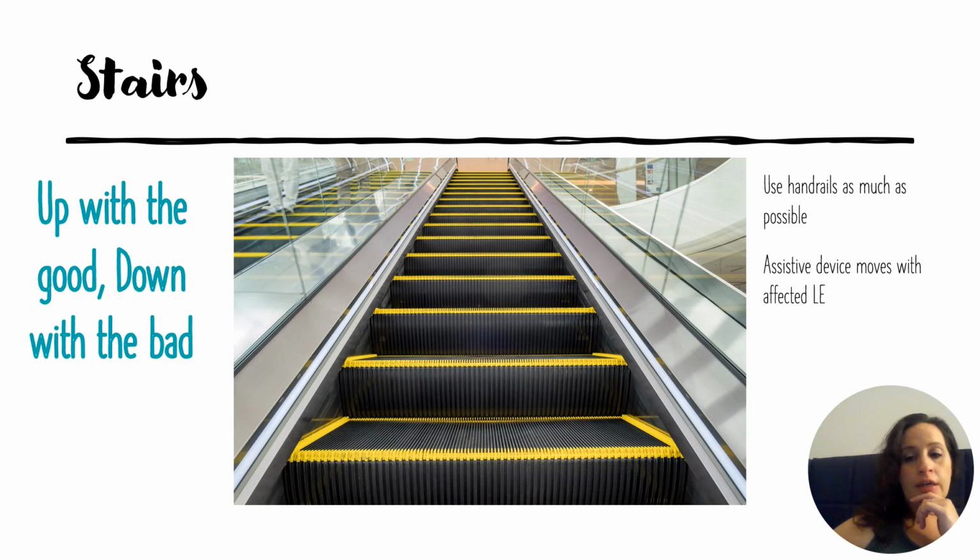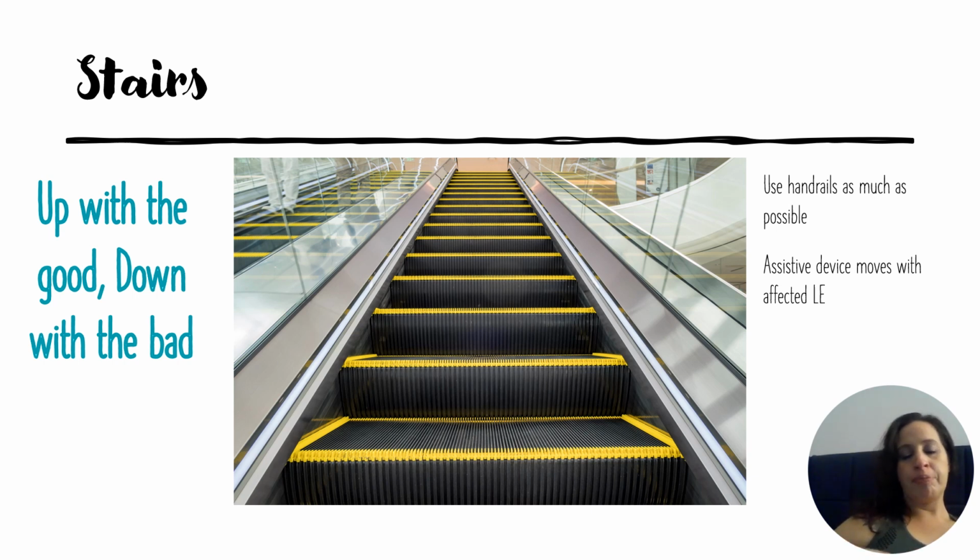Then just to remind you of the stairs rules: up with the good, down with the bad. However you want to think of good and bad: up with the non-affected, down with the affected; up with the non-involved extremity or the healthy extremity or the non-surgical extremity, down with the surgical extremity. However you want to word it, however they word it, you should be able to interpret it. But the rule is up with the good, down with the bad, right? It doesn't matter if when you're walking you were using the other leg. The rule is up with the good, down with the bad, no matter what, when they are starting to stair train and they're not able to do reciprocal yet.